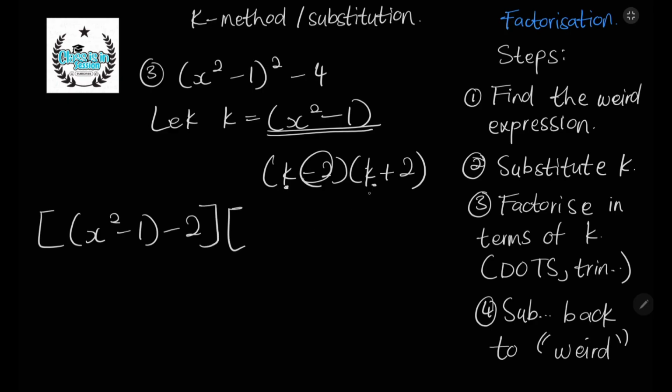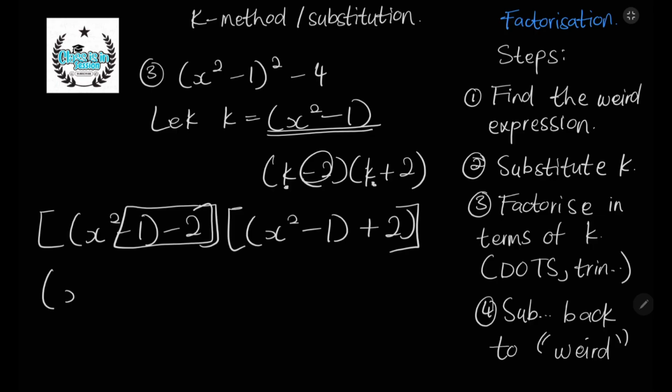Close the bracket. In the second bracket, we have k, so it should be x squared minus 1 plus 2. Now let's simplify what's inside the bracket. We have x squared minus 1 minus 2. We can calculate minus 1 minus 2 without me having to rewrite that. This should be x squared minus 1 minus 2, which gives you a negative 3.